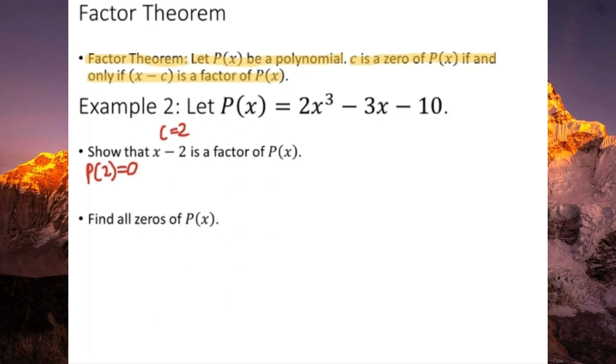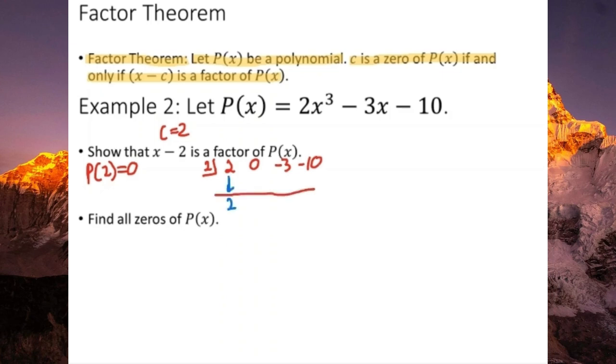Now I could go ahead and just take 2 and plug it in, but I'm going to use the synthetic division to evaluate my polynomial at x equals 2. And this is going to serve two purposes that I'm going to discuss later. First, set up our synthetic division. C is 2, and our coefficients are 2, 0, negative 3, and negative 10. Now that our synthetic division is set up, let's perform it.